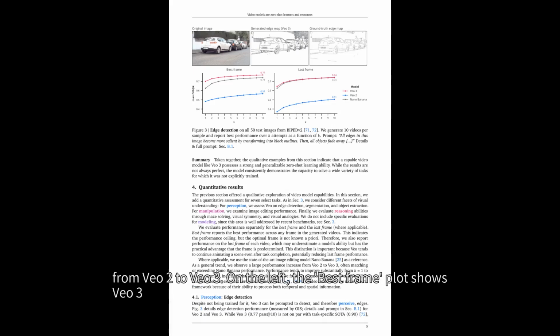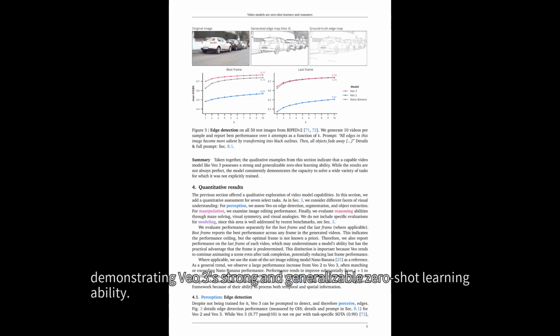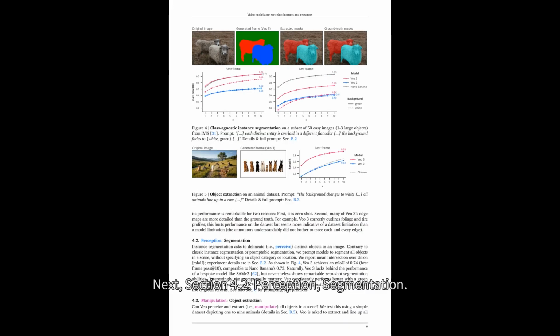On the left, the best frame plot shows VO3 achieving a pass at 10 rate of 0.77. On the right, the last frame plot shows VO3 matching Nano Banana's performance at 0.74. This zero-shot capability is remarkable, even if it doesn't yet match task-specific SOTA, demonstrating VO3's strong and generalizable zero-shot learning ability. Next, Section 4.2, Perception, Segmentation.